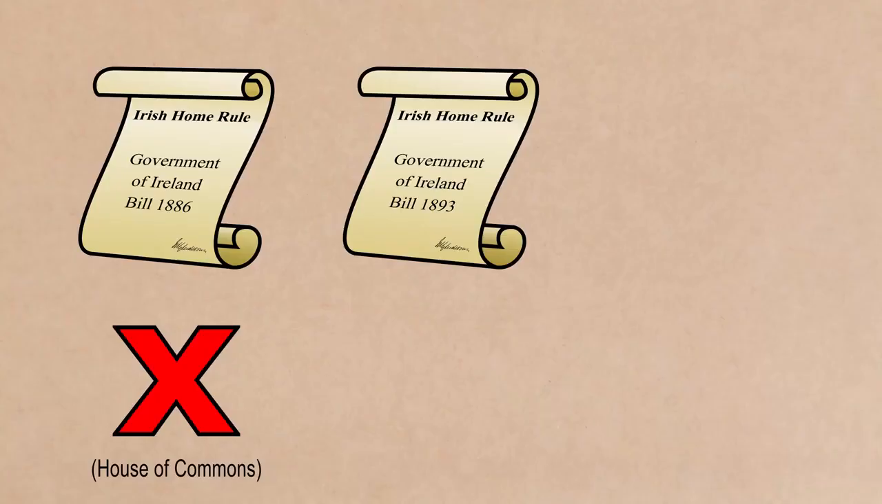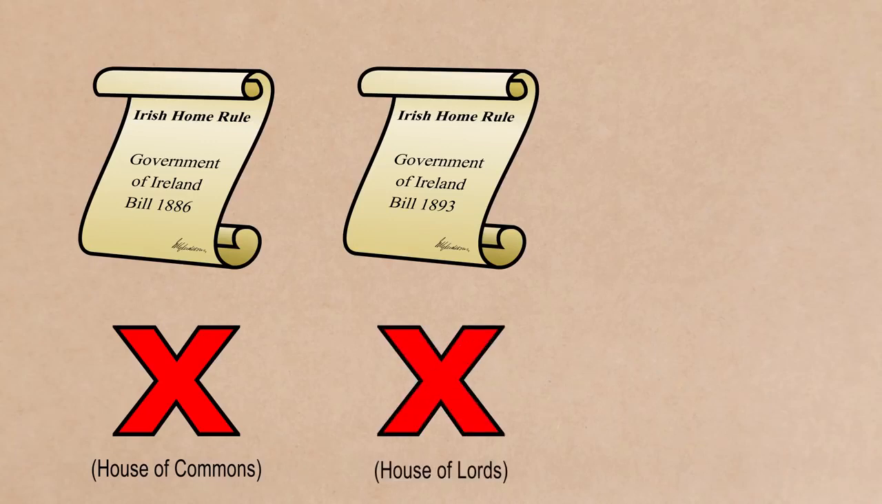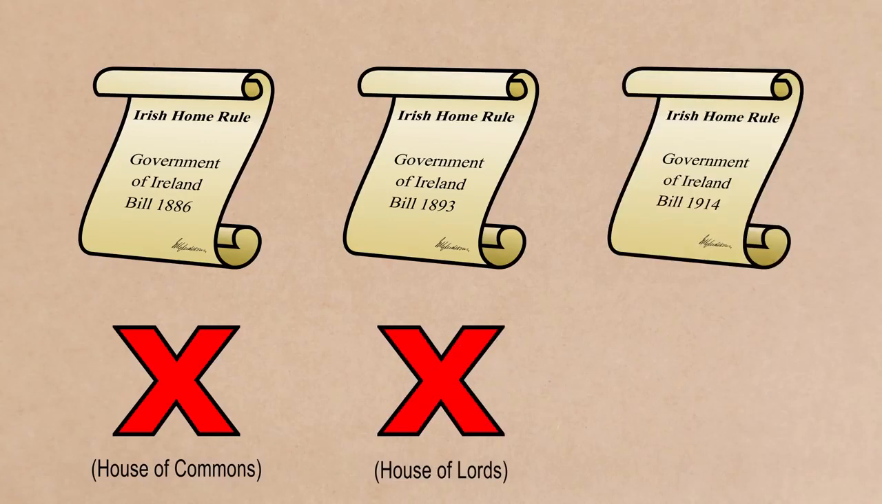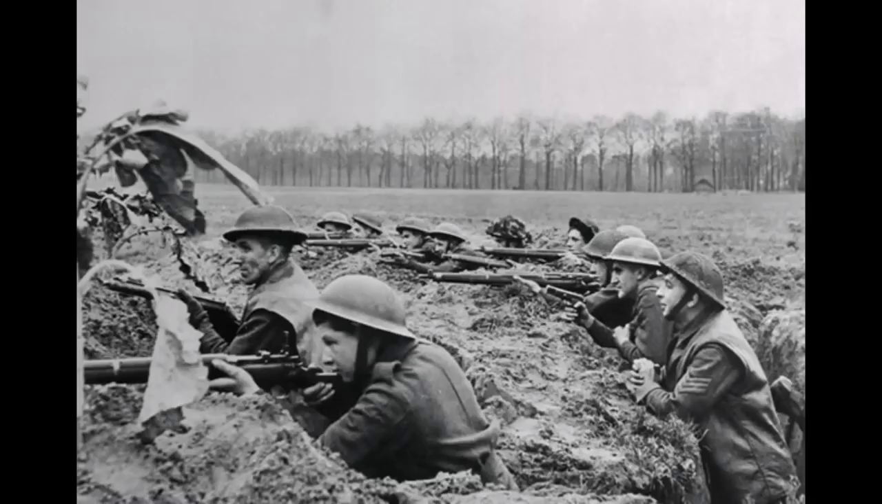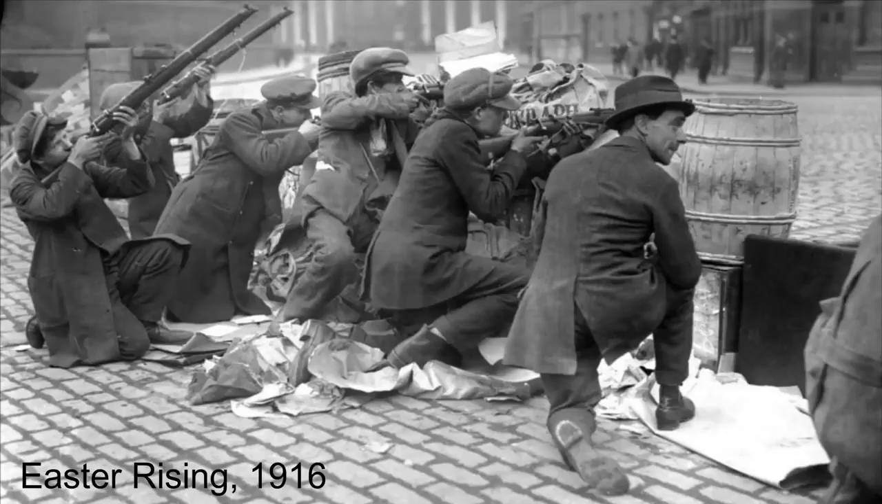The bill failed, as did the second bill proposed in 1892, but in 1914 the third Home Rule Bill was passed. But 1914 was also the year in which World War I started, and therefore the bill had to be put on hold. With the British Army still occupied with the war in Europe, Irish Republicans staged a rebellion in Dublin called the Easter Rising, with a goal of putting an end to British rule in Ireland and establishing an Irish Republic.